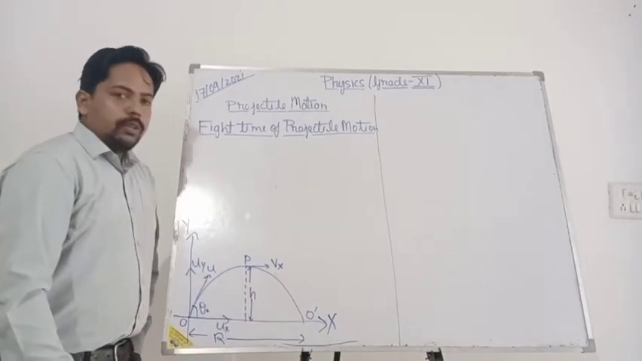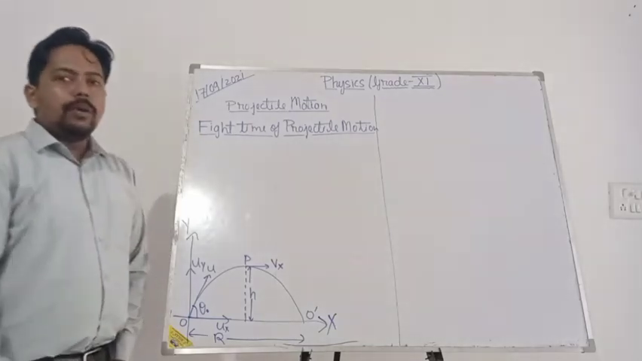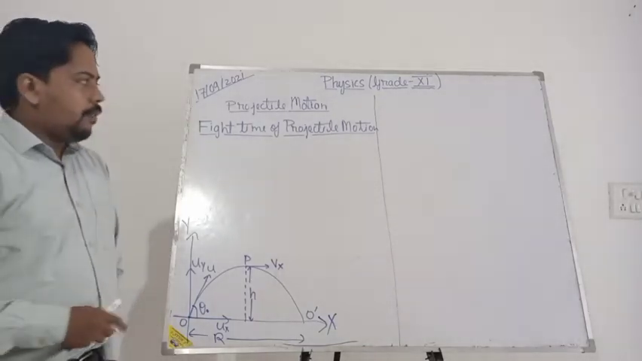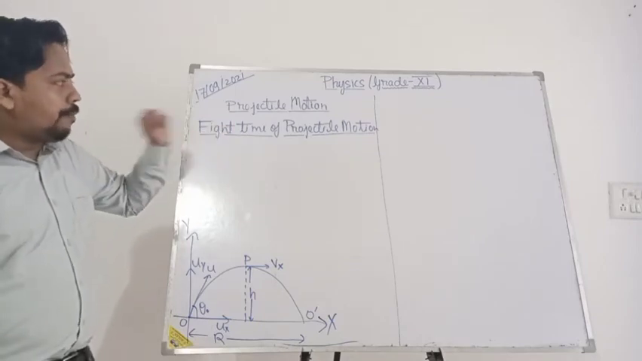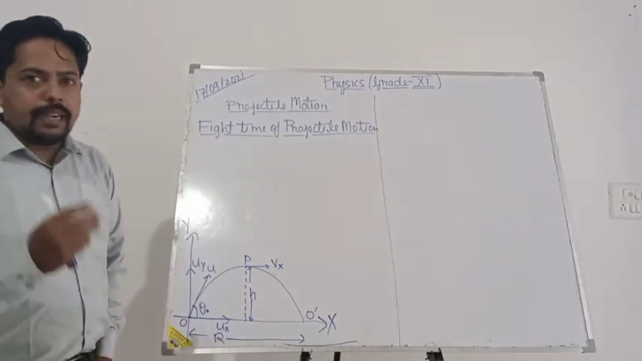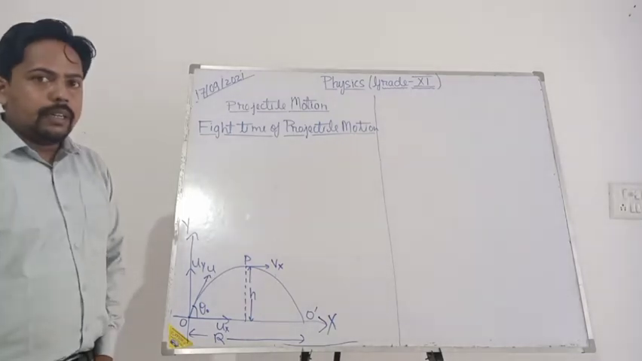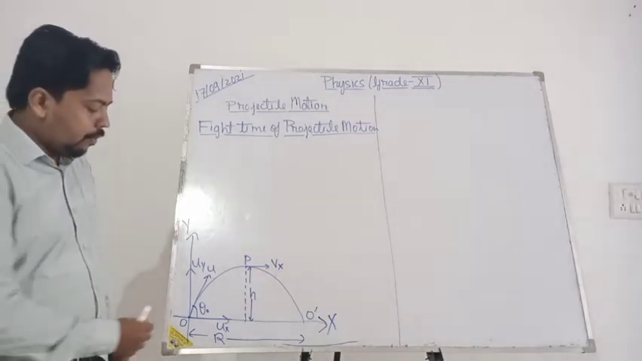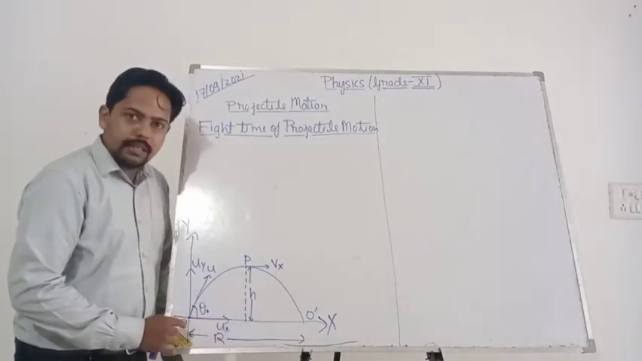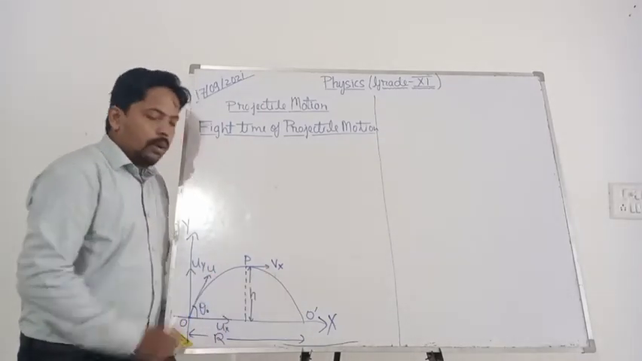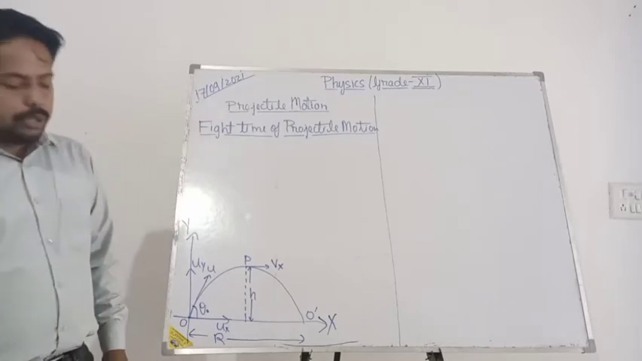And now today we will be studying another part of projectile motion, that is the flight time of projectile motion, and after that we will be calculating the range also, that is, what length on the ground or on the horizontal axis a particle covers while doing projectile motion.